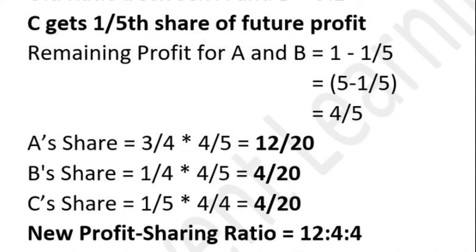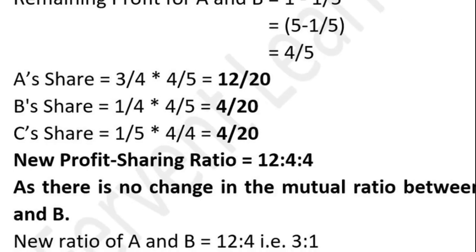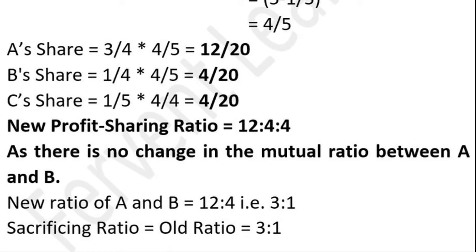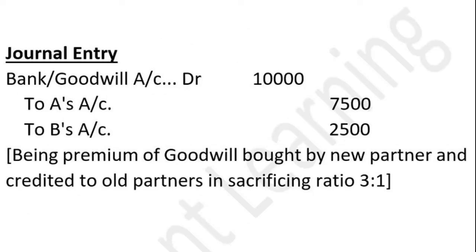So, here the new profit sharing ratio is 12:4:4. As there is no change in the mutual ratio of A and B, we will consider the sacrificing ratio as 3:1. Look at the solution. New ratio of A and B is equal to 12:4. When we simplify it, we get 3:1. So, when there is no change in the mutual ratio of old partners, old ratio and sacrificing ratio will remain the same, that is 3:1. Now we know that C brings 10,000 as his share of goodwill.